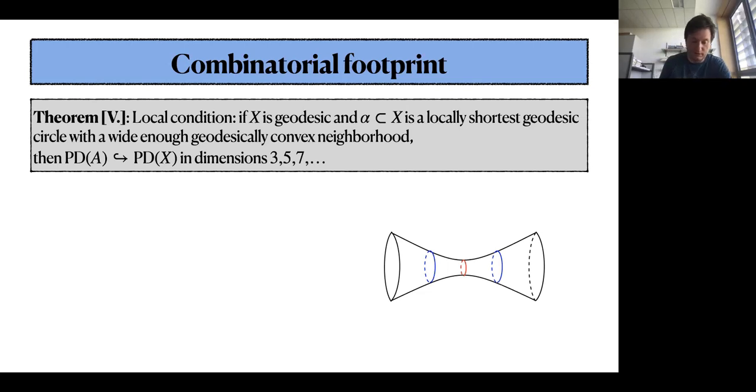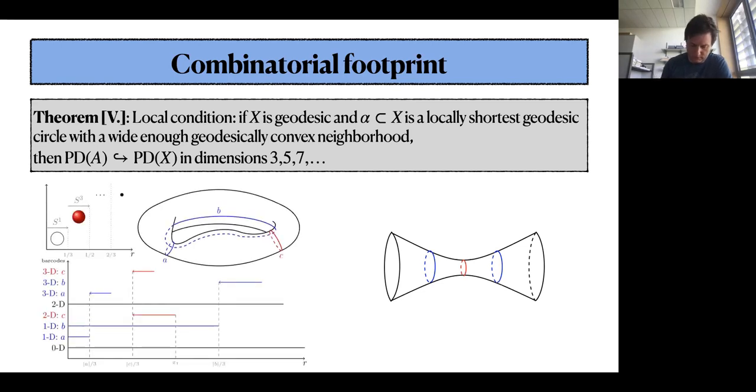Then the persistence diagram of alpha, sorry, in dimensions from 3 on actually embeds as well. So you don't get a one-dimensional thing. That one's been classified through the one-dimensional footprint, but you get all higher-dimensional spheres.